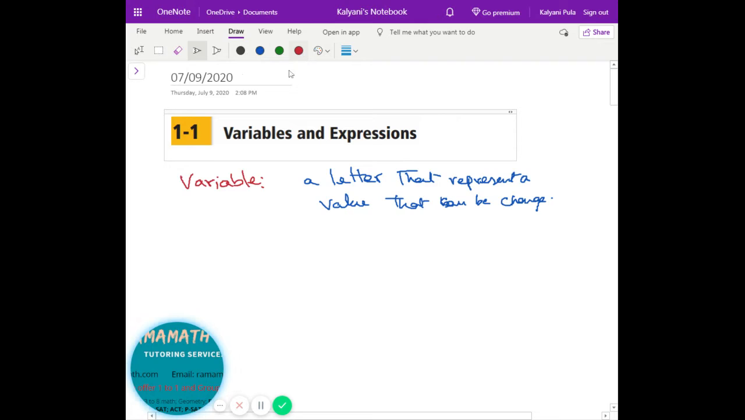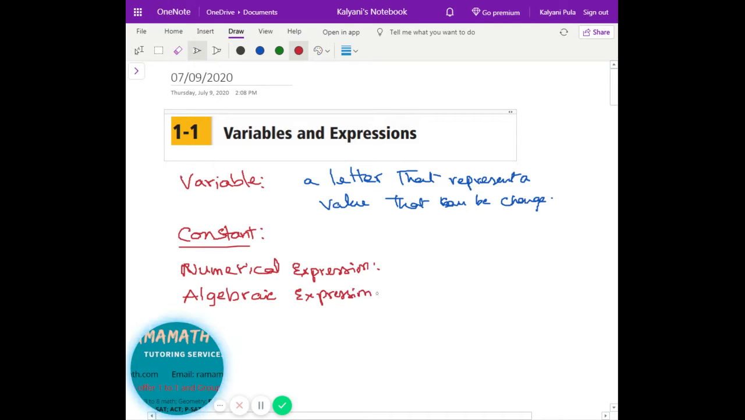The next vocabulary that we really need to know is a constant. The constant is basically a number. All right, it doesn't change. And numerical expression means it's something with numbers and operations. Numerical expression. And algebraic expression, you can say as algebraic expression.